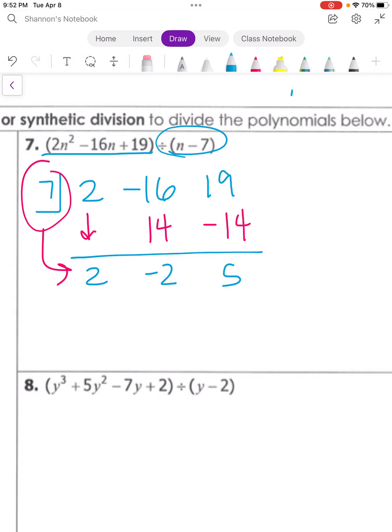When I write my answer, I should always be bringing my polynomial down by 1 degree, because I've done 2n squared divided by n. That would just be 2n. So I have 2n minus 2, and then that remainder of 5 is written as 5 over n minus 7.